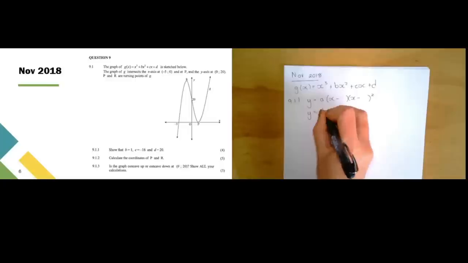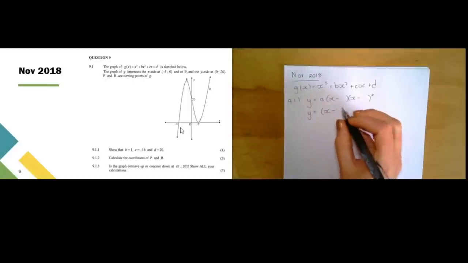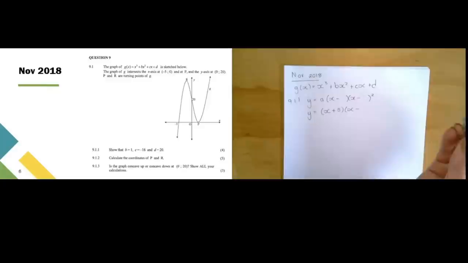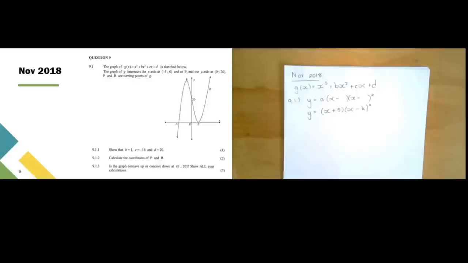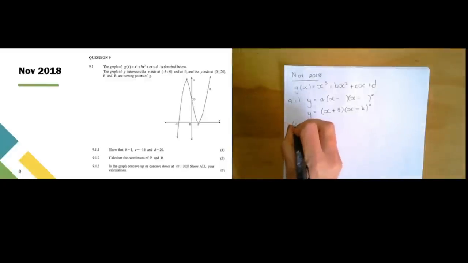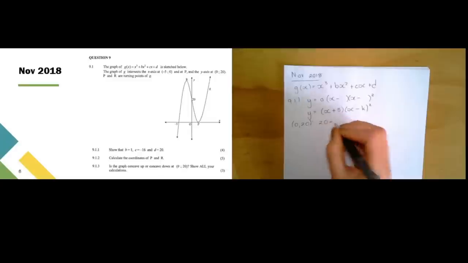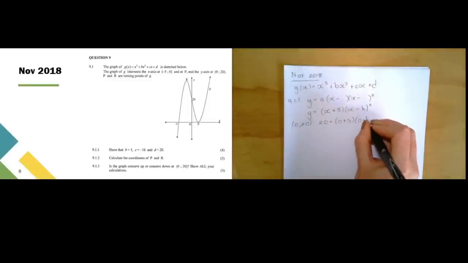So y equals x minus, what is my first x-intercept? It's -5. If I substitute in a negative and a negative makes a positive. And x minus the other x-intercept, I don't know. I'm going to give it any letter I feel like. I'm going to give it a k. Okay, what else do I know? I've got a coordinate on this graph, the coordinate (0, 20). So I'm going to substitute that in. So 20 equals, instead of x, (0 plus 5), and then (0 minus k) squared.